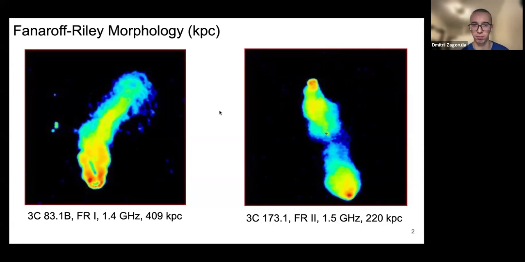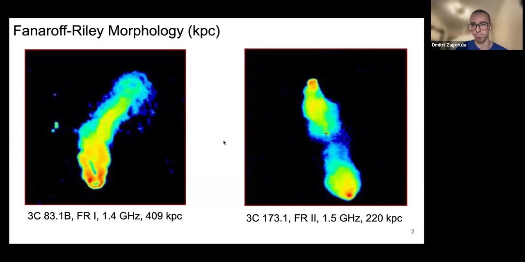So normal galaxies could be divided into radio quiet and radio loud, and the latter ones were extensively studied by Fanaroff and Riley, and they distinguished two classes: Fanaroff-Riley 1, whose luminosity is decreasing with the increase of distance from the center of the galaxy, and Fanaroff-Riley 2, whose luminosity is increasing to the edge of the galaxy. So Fanaroff-Riley 1 on the left, Fanaroff-Riley 2 on the right.